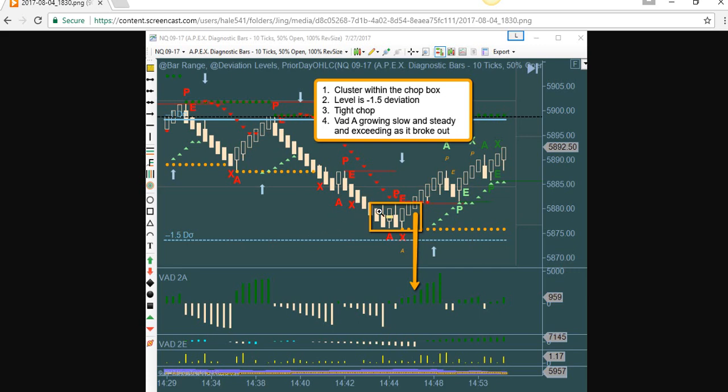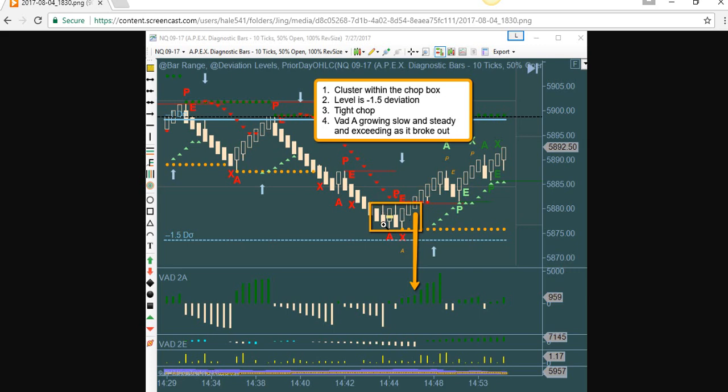So we see what? Coil chop. We have a cluster right here within the chop box. We're right here close to the 1.5 deviation level. We've got that coil chop. All right, and then what happens here? This bar tries to close. This bar closes down, and then this bar closes up, and then this bar closes down, and this one closes up, right? It's kind of going back and forth in here, right?